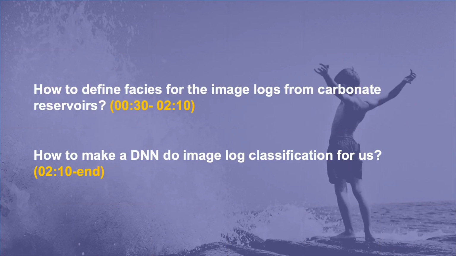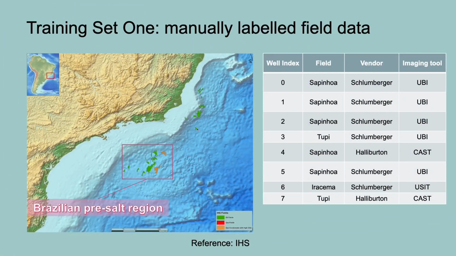It's time to answer the question: how to make a deep neural net do image log classification for us. The first step is to prepare training data. The first set of training data is manually labeled field data of 8 wells from the Brazilian pre-salt region. It took me 1 month to label the 8 wells because I had to go over them many times to ensure the consistency of my labels.